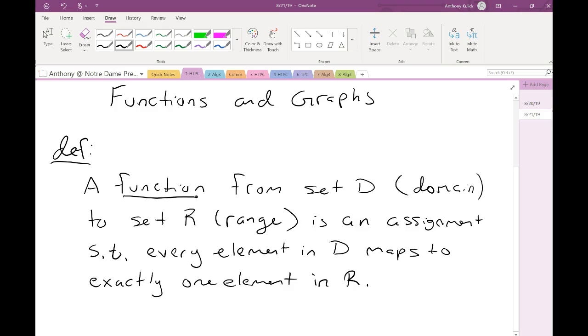So we say that a function from the set D to the set R is an assignment such that every element in D maps to exactly one element in R. This set D we refer to as the domain. That's where the beginning of our assignment happens, and the set R we refer to as the range. That's the destination of the assignment or mapping.